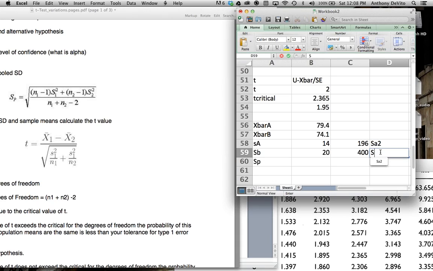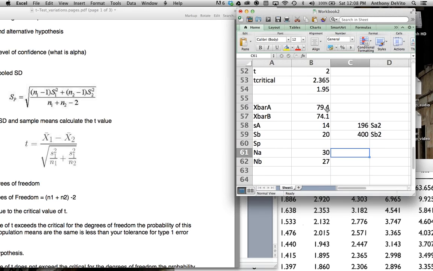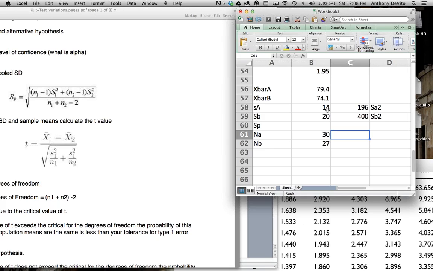And SP squared. Okay. And what else am I going to need? I'm going to need the sample sizes, which I already kind of know, but let's put them down here. Sample size A is equal to 30, and sample size B is equal to 27, as I recall. Okay, so now let's go to work on calculating our pooled standard deviation.